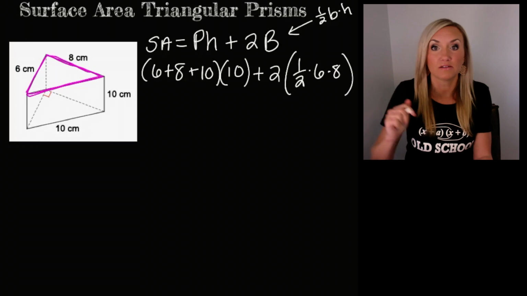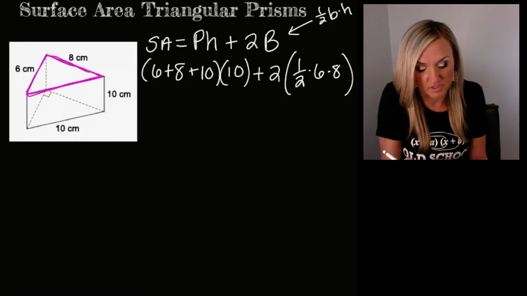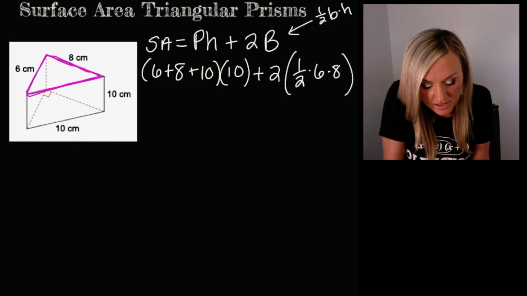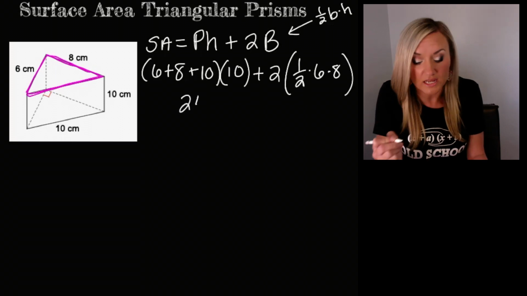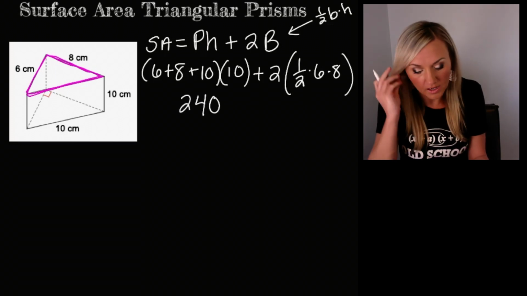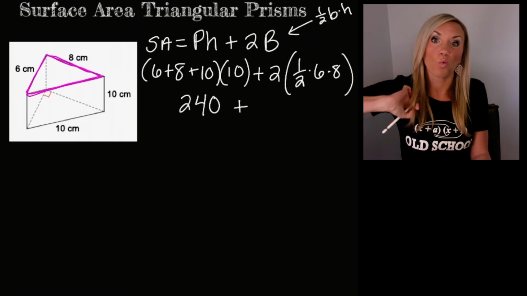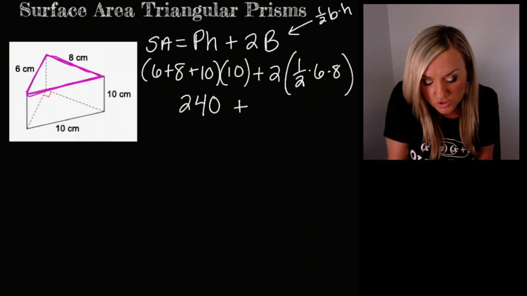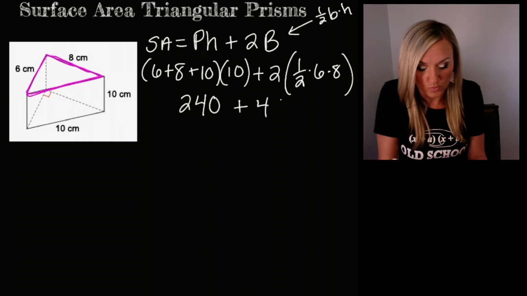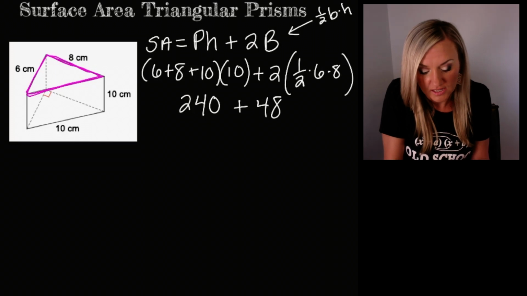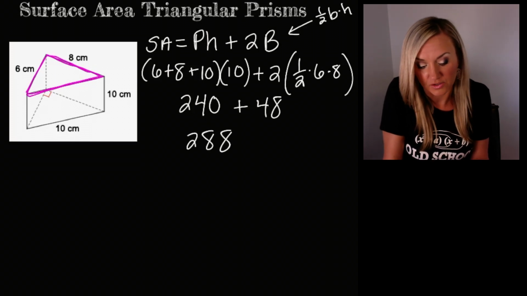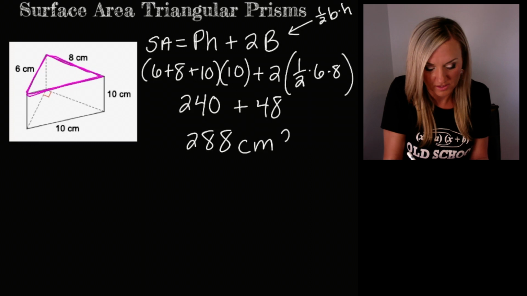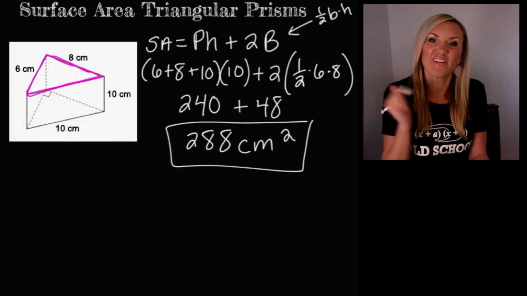Okay, awesome. Now let's do some math in there. 6 plus 8 plus 10 times 10, that's going to be 240, plus 2 times 1/2 is just 1, so it's just really 6 times 8, which is 48, and we have a surface area of 288 centimeters squared. Let's go. Let's do number 2.